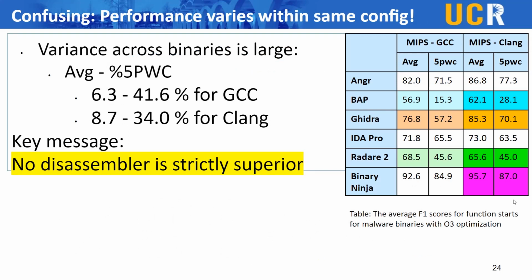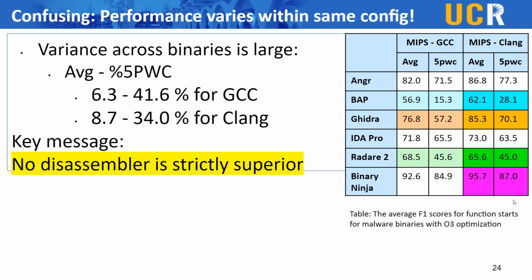Okay, in this slide, I just want to point out that performance actually varies, even for a group of binaries that were compiled in the same way for a disassembler. So if you look at, let's say, BAP, you can see from the table on the right, for binaries belonging to the MIPS architecture, there is a huge range between the average performance and the 5PWC performance. And it's not just for BAP, there are also other disassemblers in which you can see a similar huge difference between the average and the 5PWC ranges.